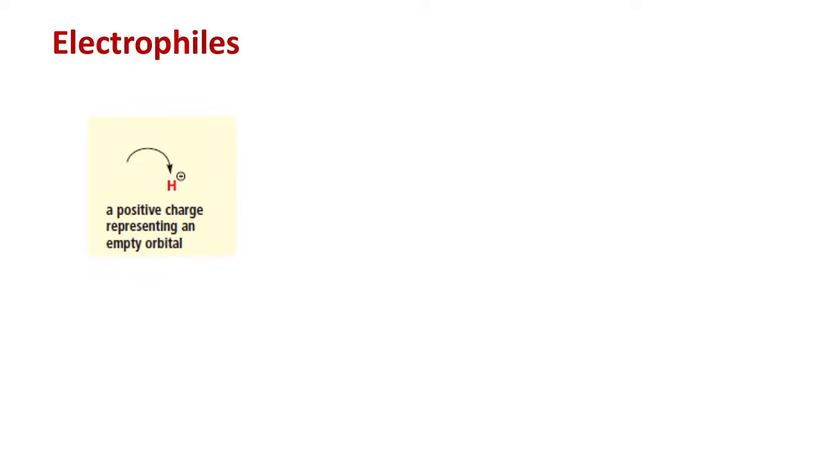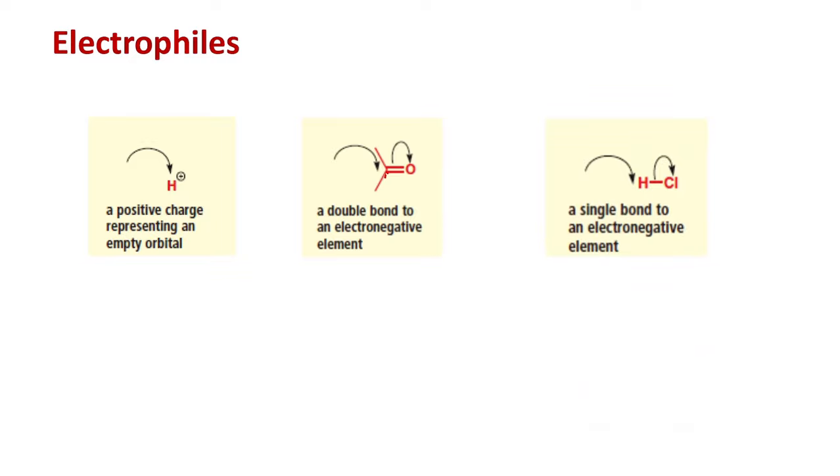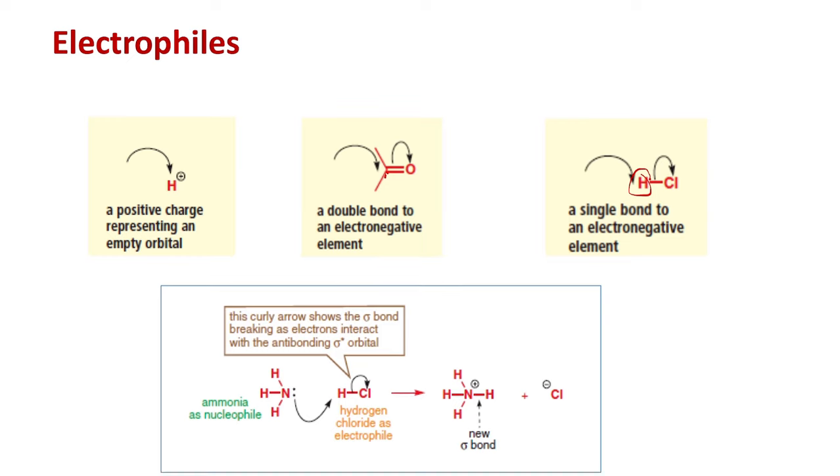Electrophiles will have a positive charge or they're going to be electron deficient, like a hydrogen with a positive charge, like a proton. And if you have a double bond to an electronegative element, like the carbonyl group, then the carbon, because it's next to a more electronegative element, is going to be electron deficient and can act as an electrophile. Also, if you have a single bond next to an electronegative element, like hydrogen chloride, this hydrogen will act as an electrophile as well.